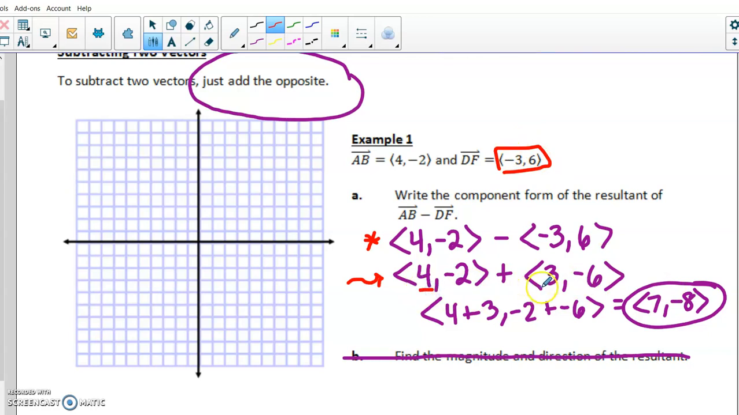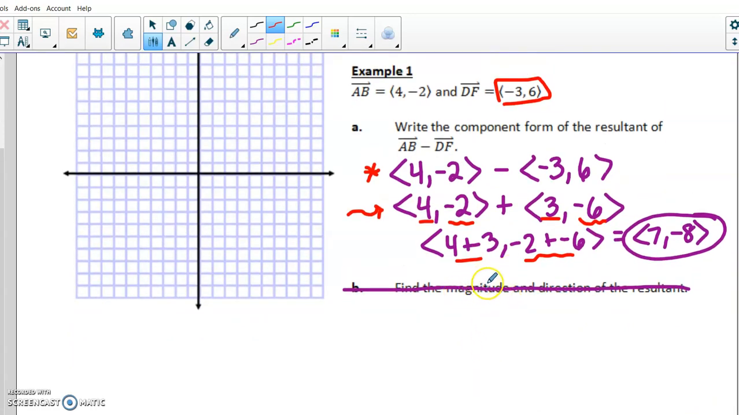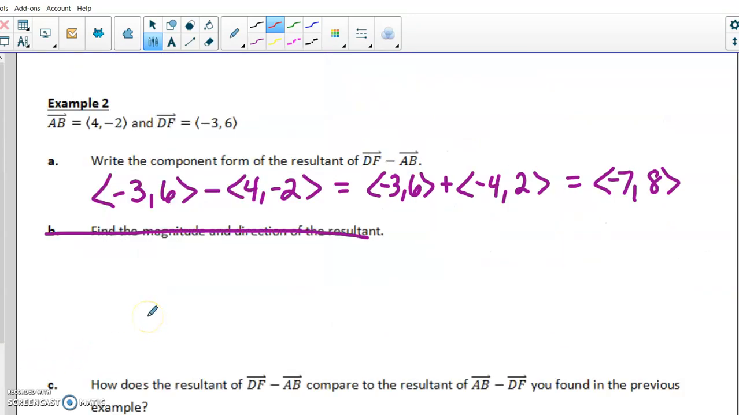Then you can simply add the horizontal components, so 4 + 3, and add the vertical components, -2 + -6. You end up getting 7, -8. Now I'm not going to do this on this one for the sake of time, but if I wanted to find the magnitude again, I would do the square root of 7 squared plus -8 squared. That would be my magnitude. For my direction, I would do arctan of -8 over 7, and that would give me the degrees of my direction.